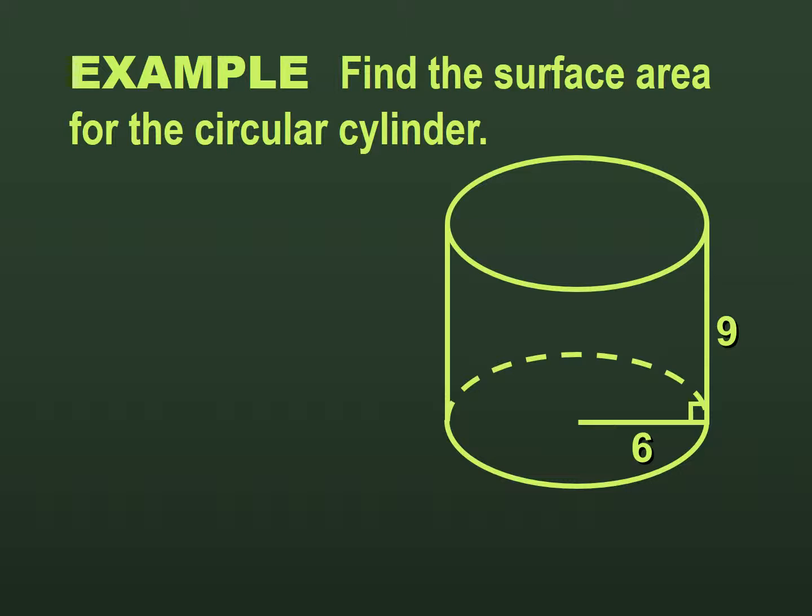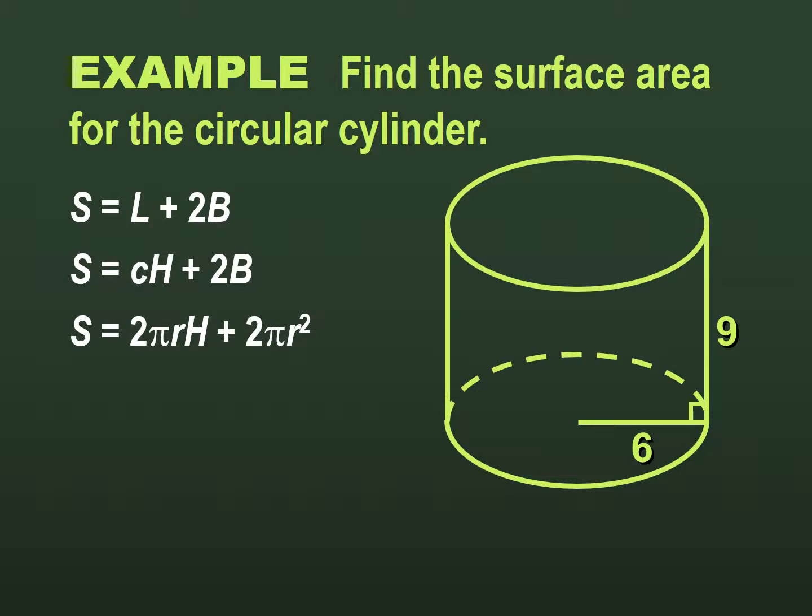Alright, so let's do an example. Let's find the surface area for this circular cylinder. So surface area is equal to our lateral surface area plus 2 times the area of the base. So we said that the lateral surface area is actually equal to, instead of perimeter times the height, remember a circle doesn't have a perimeter, it has a circumference. So it's going to be circumference times the height. Well, circumference is equal to 2 pi r. So we actually have 2 pi r times height.